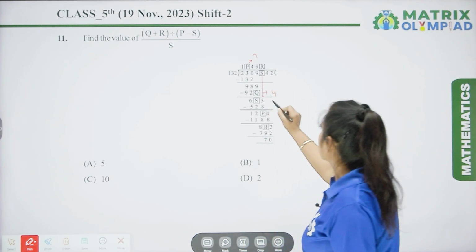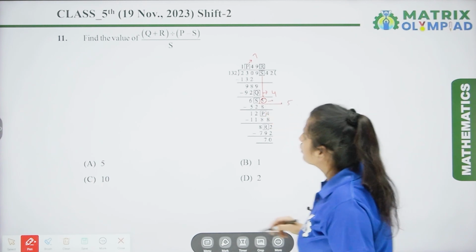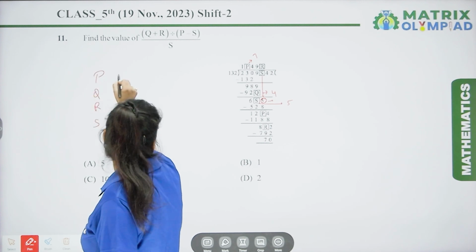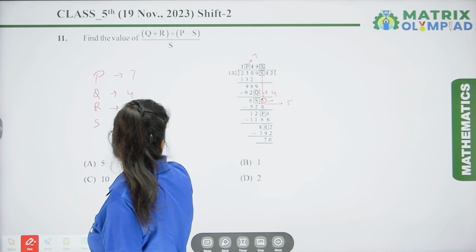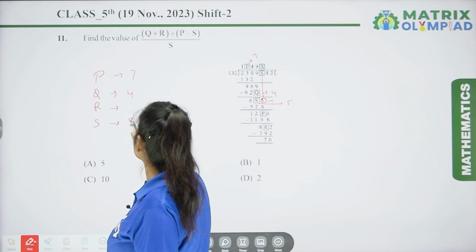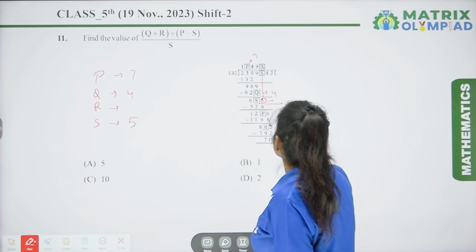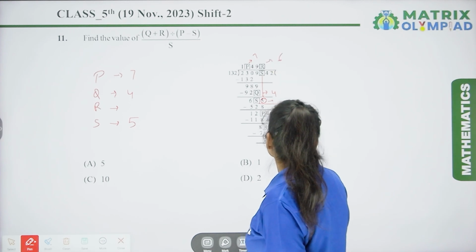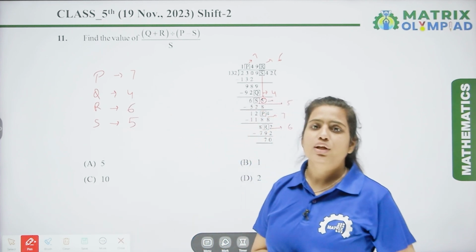S, we have the value of S is 5. Here also S is 5. So let's write down the values of P, Q, R and S. The value of P is 7. Q is 4. R is, we are on the way to find out the value of R. Here it is 5, and the value of R is here 6. So we get the values of all the 4 unknown variables.